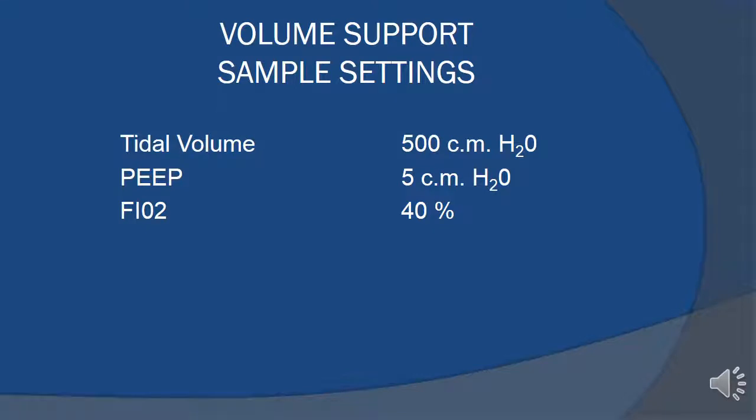So here are some sample settings in volume support. And as you can see, we don't have a pressure support setting anymore. Instead, we have a tidal volume. And remember, that's a targeted tidal volume. In this case, we're picking 500, which means what we're asking the patient to do is with each spontaneous breath achieve this particular tidal volume. And the machine will adjust the pressure support accordingly. Okay, real simple sample settings. Simple sample. That's a difficult thing to say.